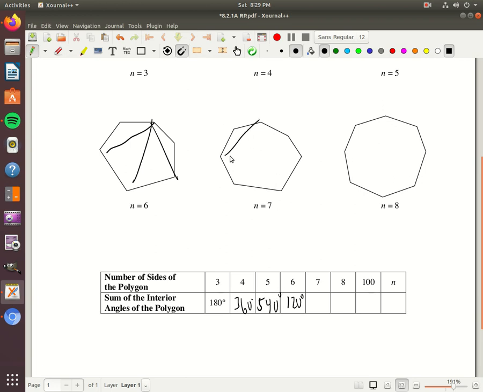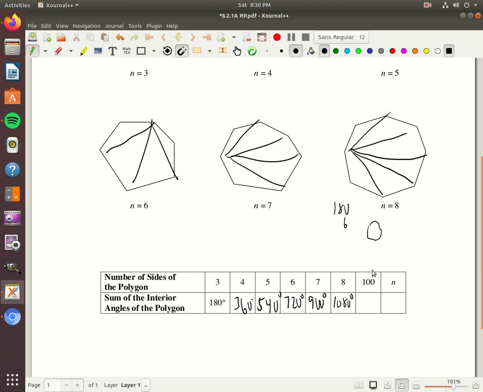If we go to 7, 1, 2, 3, 4, 5, right? 1, 2, 3, 4, 5. So that's going to be 900 degrees. And if I go to 8, it's 1, 2, 3, 4, 5, 6. 6 times 180, I think I could probably use a little help. I think it's going to be 1,080 degrees. So now it asks what we should do if there's 100 sides, and man, I can't. That's 100 sides.